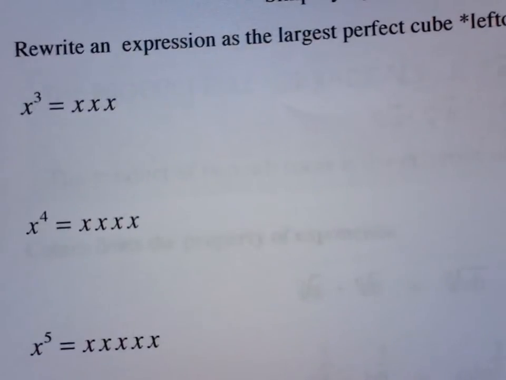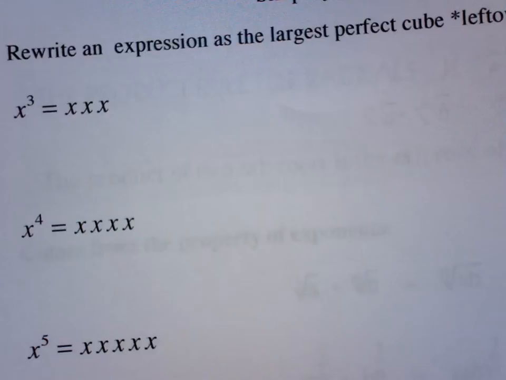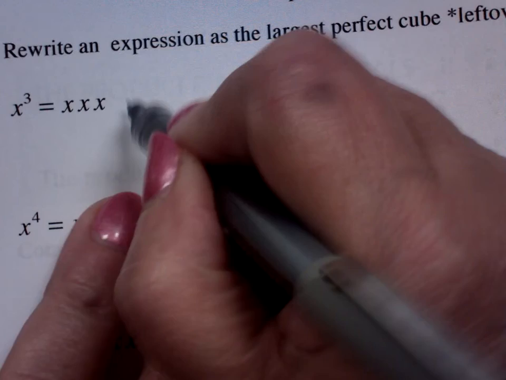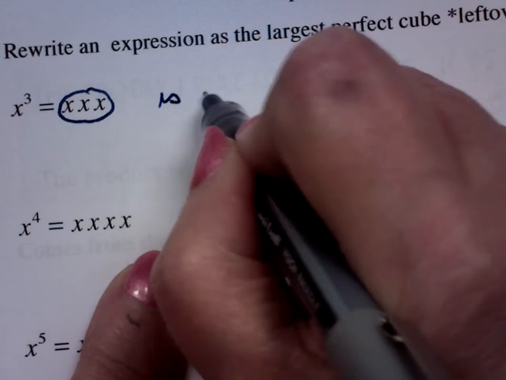We're going to play the same game, only this time it's cubes. Cubes mean I'm looking for triples, 3 of a kind, or multiples of 3 for the variables. So x cubed is a cube. Here's a triple. So he is a cube.